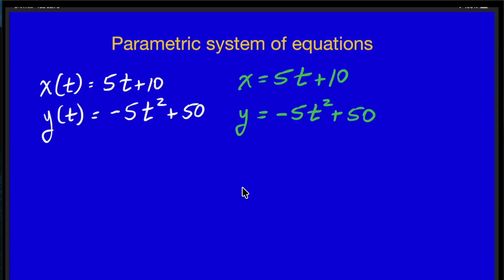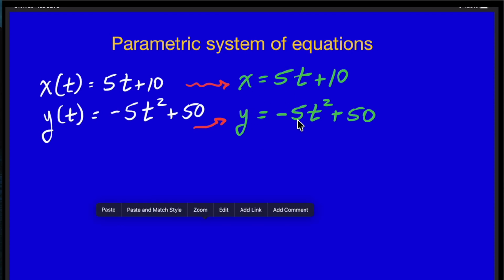We are given this parametric system of equations shown here in white. X of t equals 5t plus 10, y of t equals negative 5t squared plus 50. And folks, first of all, don't be intimidated by this x of t and y of t. You could just simply rewrite this as x and y respectively. So here we have this parametric system of equations, and this is foreign to us.